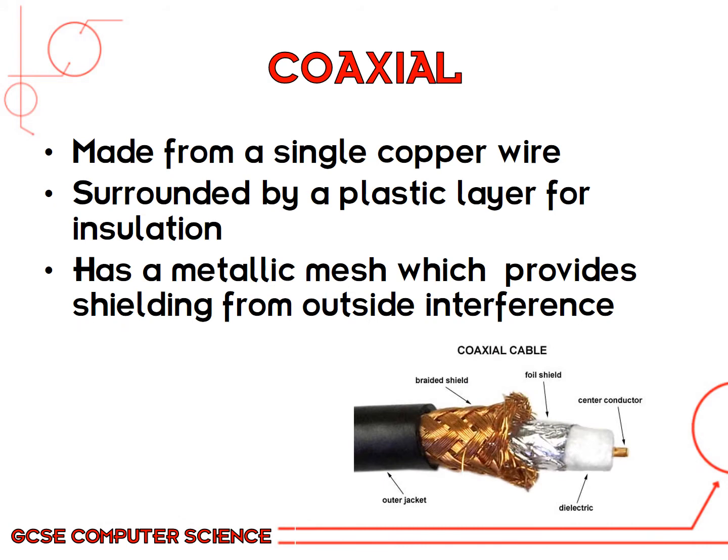A coaxial cable used to be one of the most common wires that you would see in your daily life. They were used for TV aerials. Now they're basically made from a single copper wire which is surrounded by a plastic layer of insulation. This then has a metallic mesh which provides the shielding from outside interference. This was particularly useful considering TV aerials often went right the way up the side of your house or the front of your house, and they were travelling over long distances.